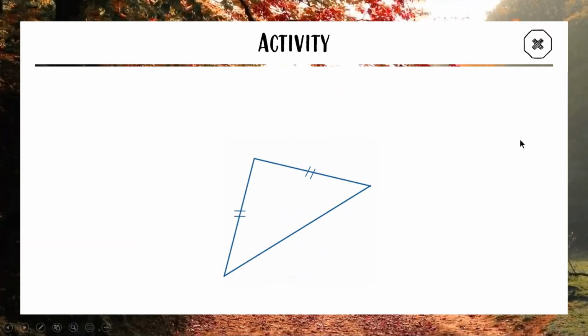Up next, is that a pyramid or a prism, or is it neither? Well, this is not a 3D solid. This is a 2D shape, so it can't be a prism or a pyramid because they are both 3D solids. This one is a 2D shape. It's an isosceles triangle, so it is neither a prism or a pyramid.